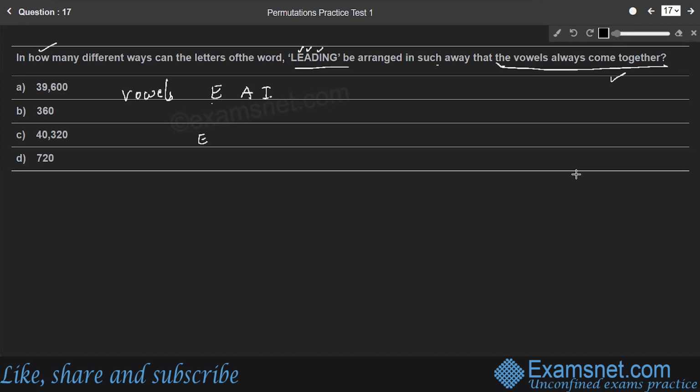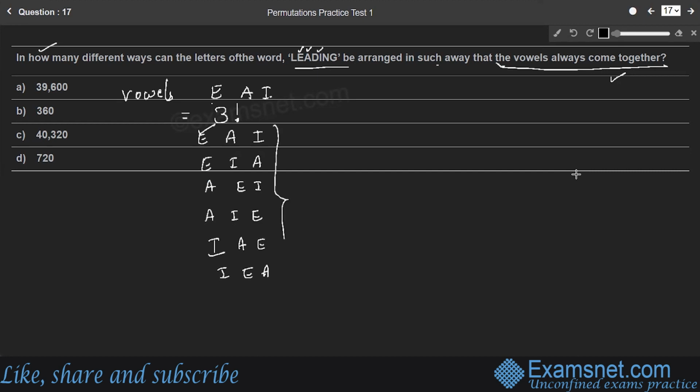The number of different ways in which these vowels can be arranged is equal to 3 factorial, which is nothing but you can arrange these vowels in this way: E, A, I, or E, I, A, or A, E, I, or A, I, E, or I, A, E, or I, E, A.